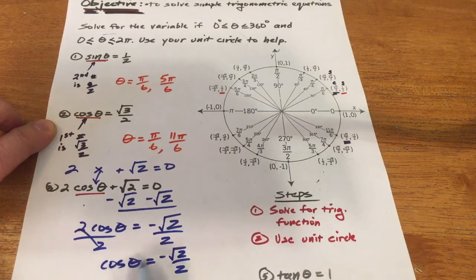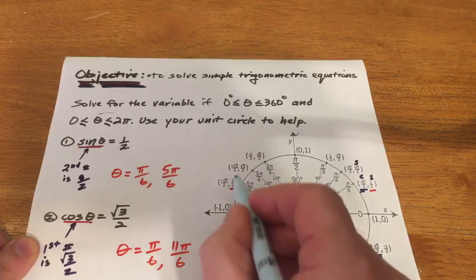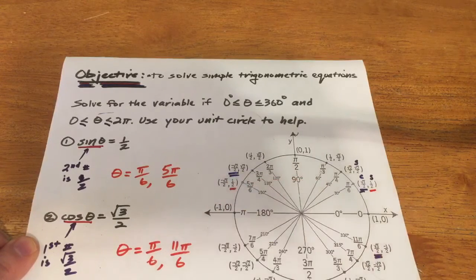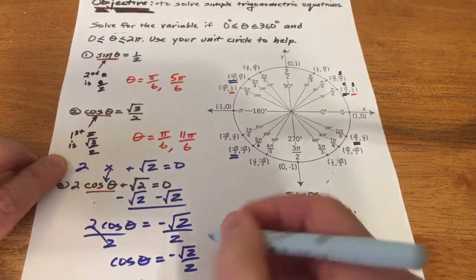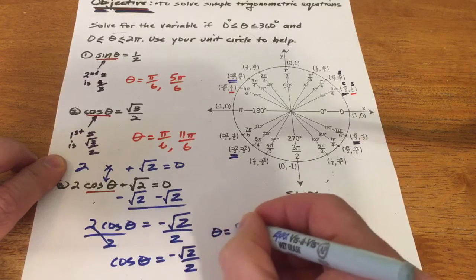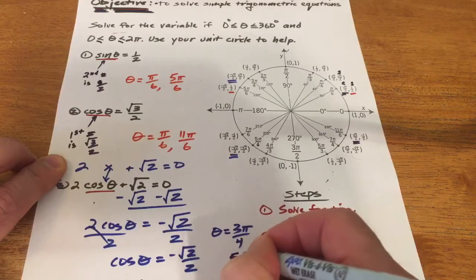Where's our cosine theta negative square root of 2 over 2? Well, as we take a look up here at the unit circle carefully, we can see that it's going to be right here at 3 pi over 4 and right here at 5 pi over 4. So our final answers right here are going to end up being theta is equal to 3 pi over 4 and 5 pi over 4.